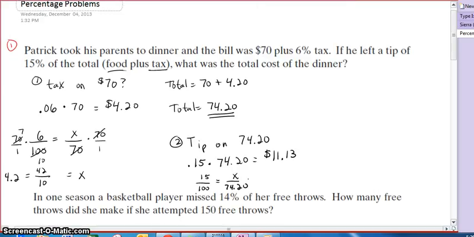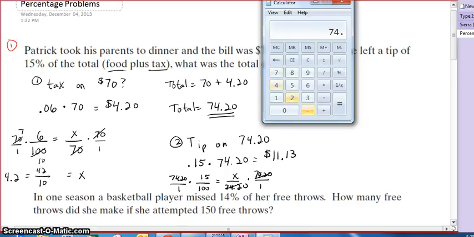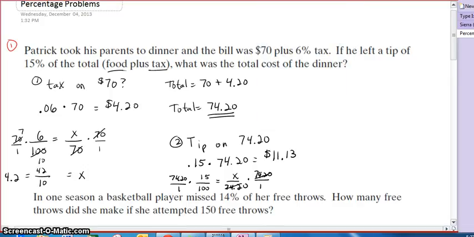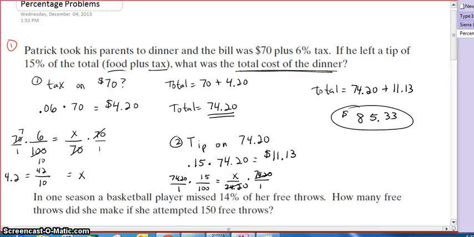$11.13. In this case, I multiply both sides by 74.20 to get x by itself. So what is 74.20 multiplied by 15? That number. And then I divide it by 100. So it's $11.13. So that's the tip. Now it says, what's the total cost of dinner? So the total here is going to be how much he spent on food plus sales tax plus his tip. So that brings us to a grand total of $85.33. So that's how much Patrick spent.